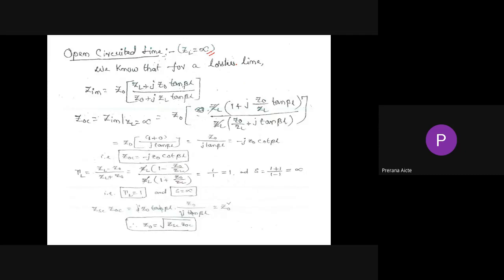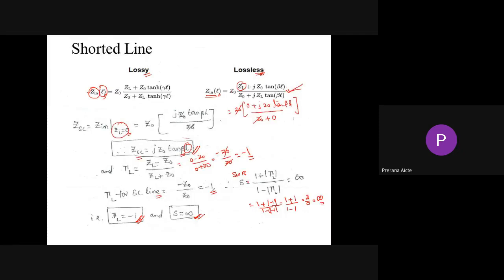As we know, for the lossless transmission line, we can recall this equation: Z in equals Z naught into Z of L plus j Z naught tan beta L divided by Z naught plus j Z of L tan beta L. Now, while substituting Z of L equals infinity directly, infinity plus anything, divided by Z naught plus j Z of L, with Z of L infinity, comes infinity by infinity. So this is an undefined function.